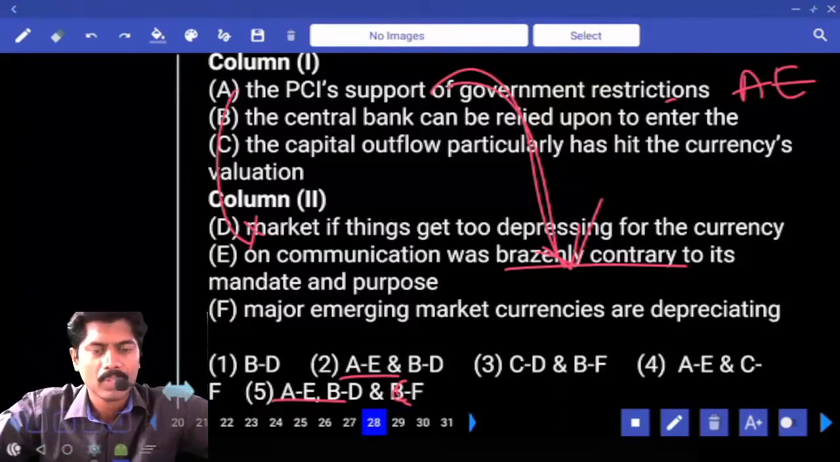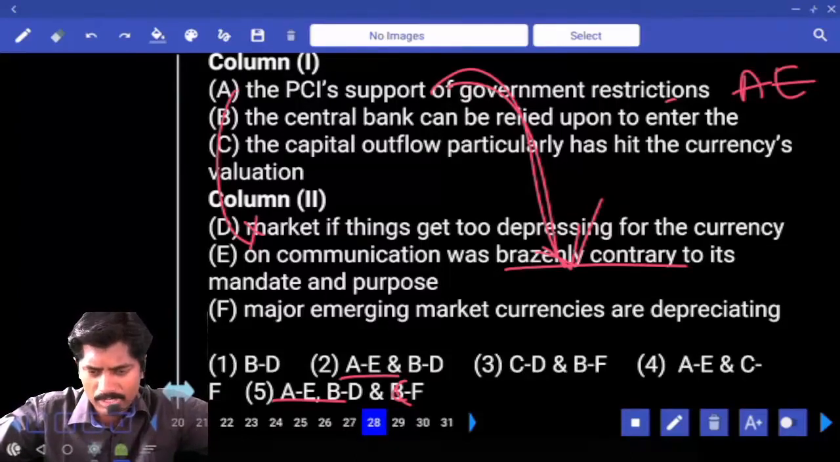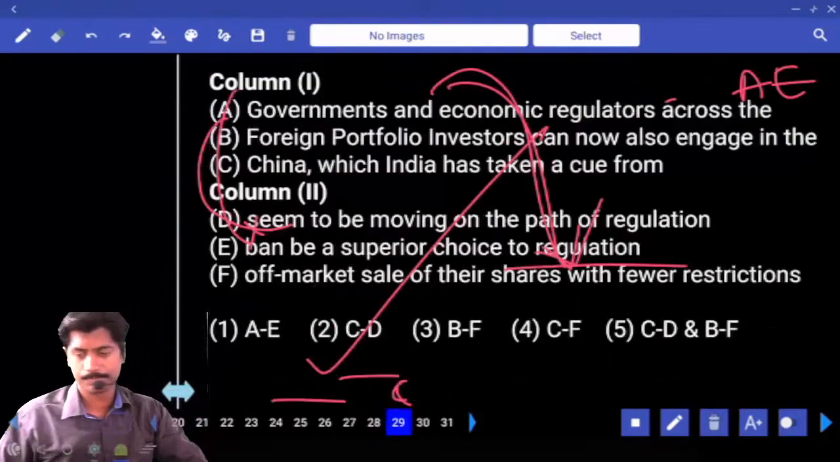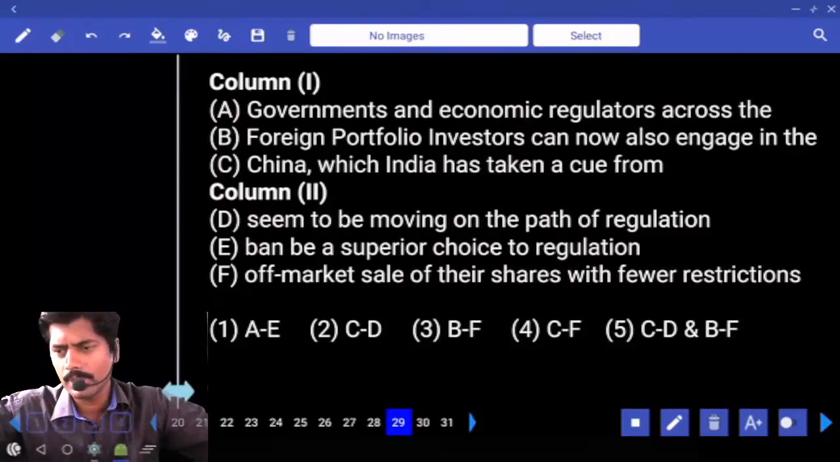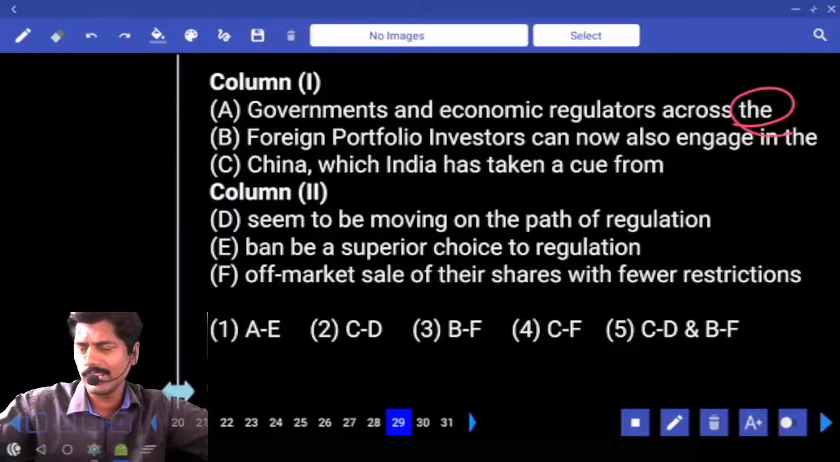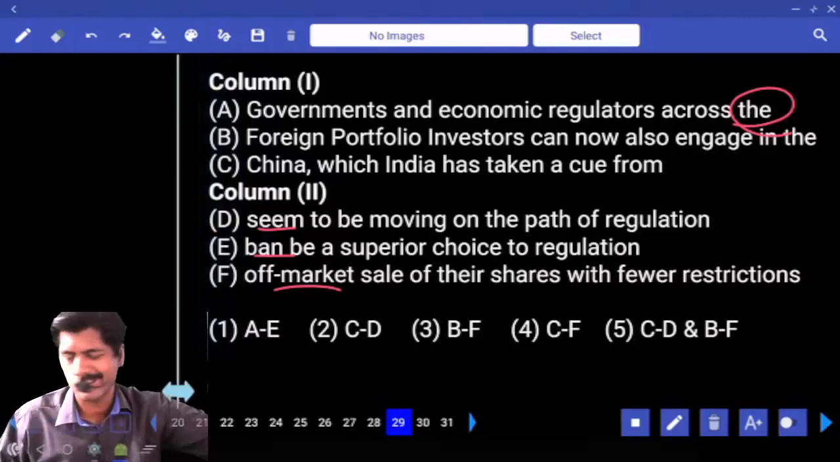Let me check B. The central bank can be relied upon to enter the dash. The central bank can be depended on, trusted, when to enter the market, or the major economic emerging market currencies are depressing. No, the central bank can be relied upon to enter the market if things get too depressing for the country. Only BT, second option. Governments and economic regulators across the dash, across the globe, across the country, it should be like this. But across the seam, no. Across the ban, across the off-market sale, not sure.